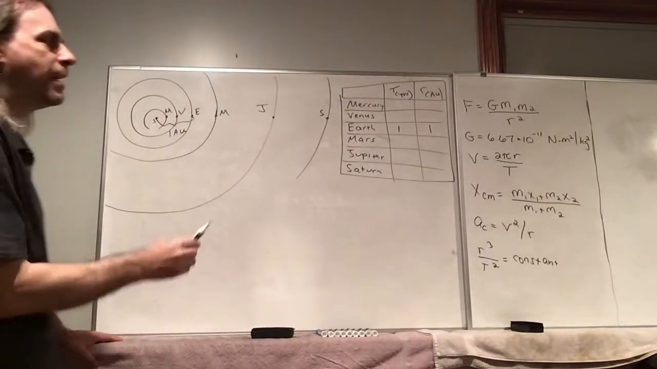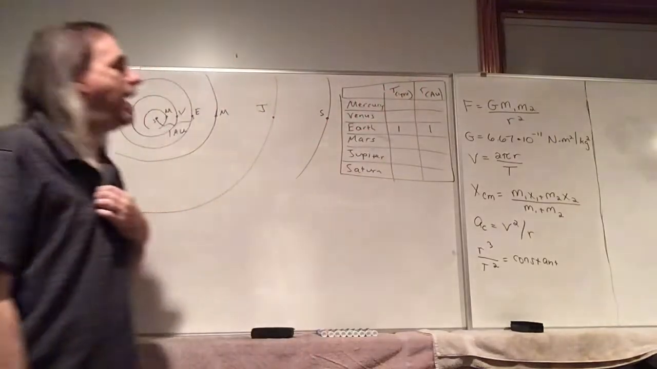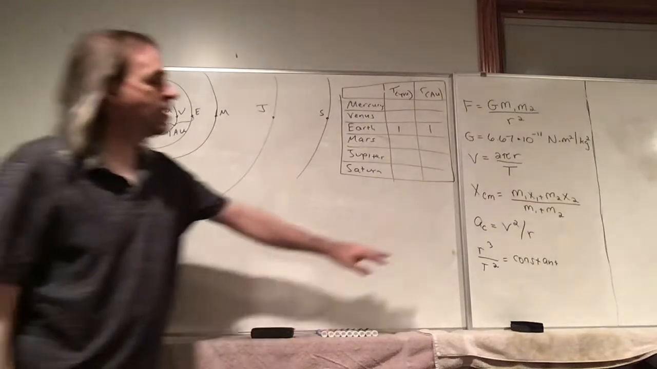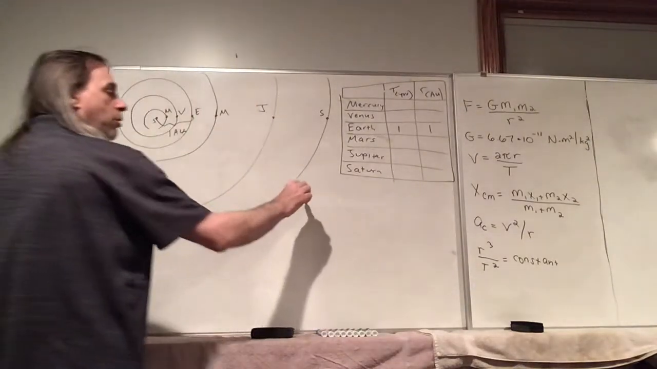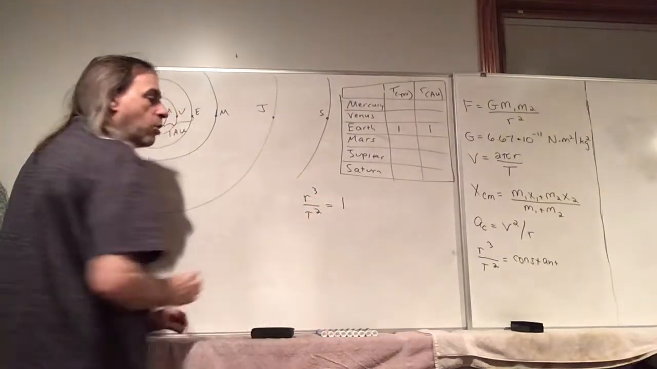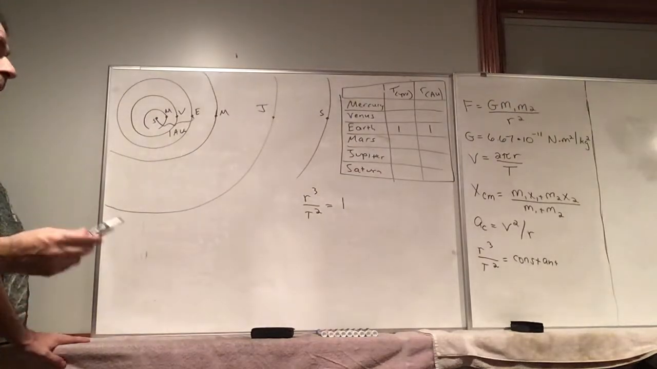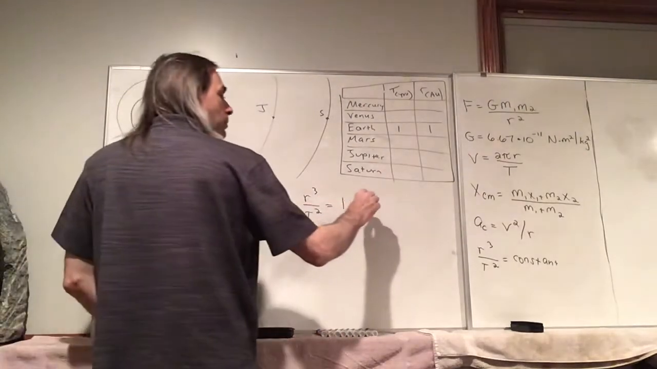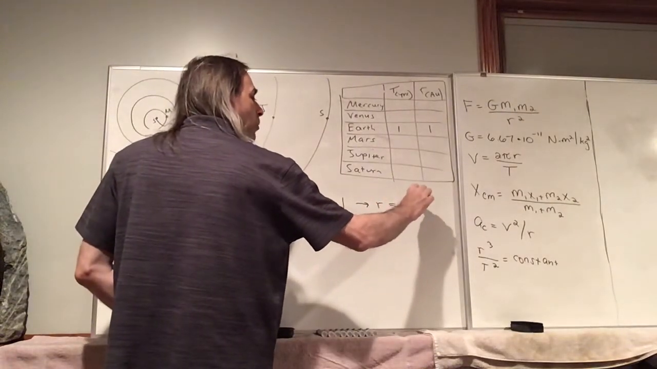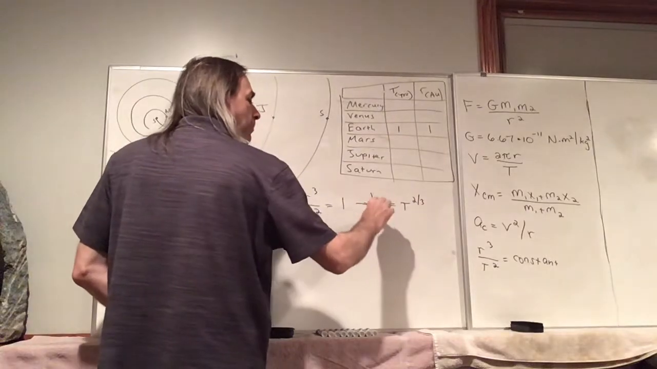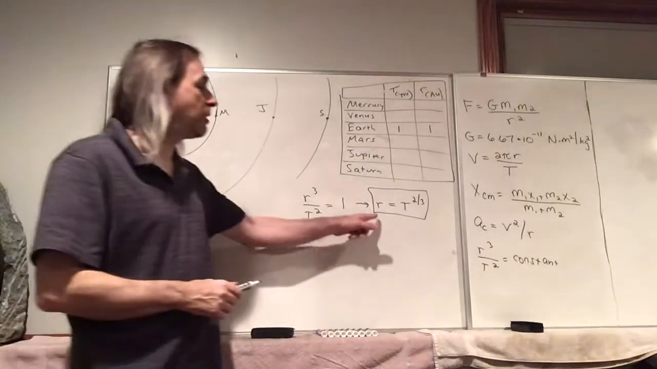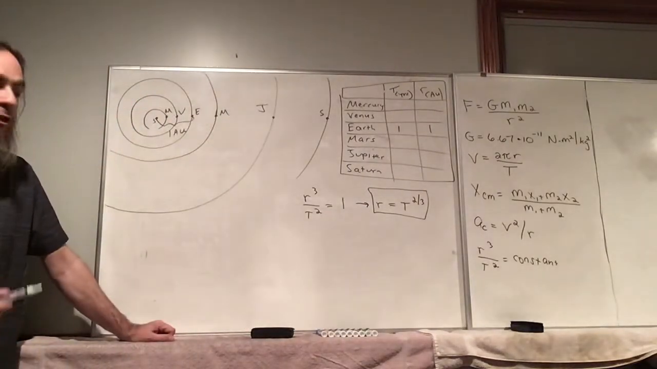So if we measure the period in years and the radius in astronomical units, this equation becomes r cubed over t squared equals 1. Or r cubed equals t squared, or r equals t to the 2/3 power. So again, this only works if your period is in years. This will give you the radius in astronomical units.